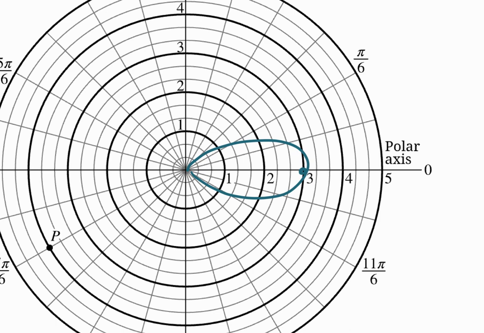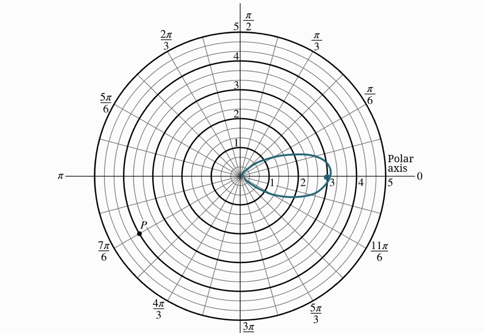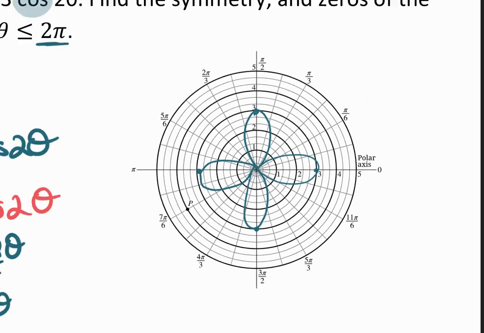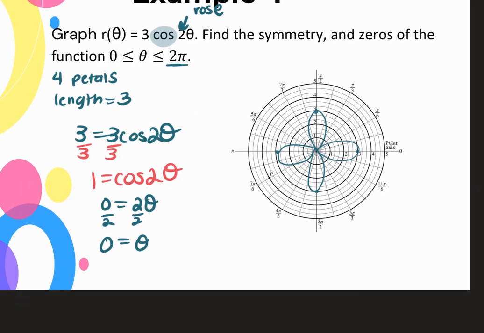And it has polar axis symmetry, and there are 4 petals, which means my other petals are going to be here, and here, and here. And if I wasn't sure, how could I confirm this point exists and this point exists and this point exists?